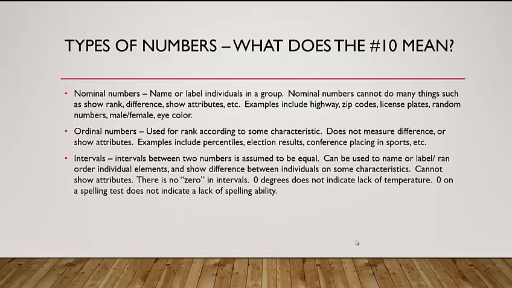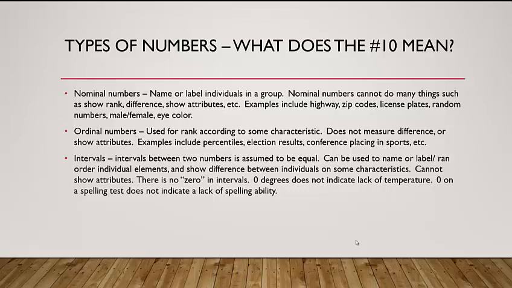The next level up are intervals, and by intervals here, we're talking about the fact that there's an assumption that the distance between the numbers is equal. You can see that each of these levels incorporates the characteristics from the previous levels and adds one more. So here, intervals can be used to name or label individual elements, and show differences between individuals in some characteristics. They cannot show attributes. And one thing about intervals is there's no true zero.